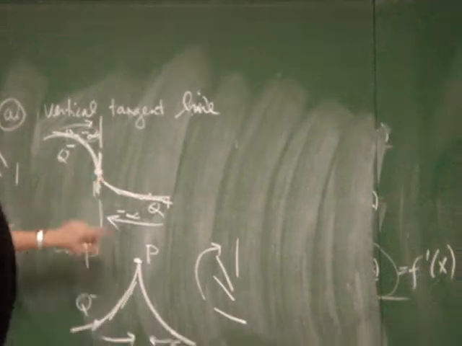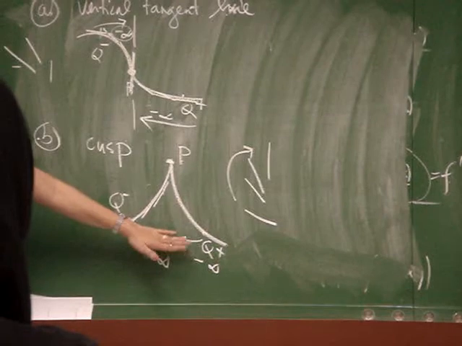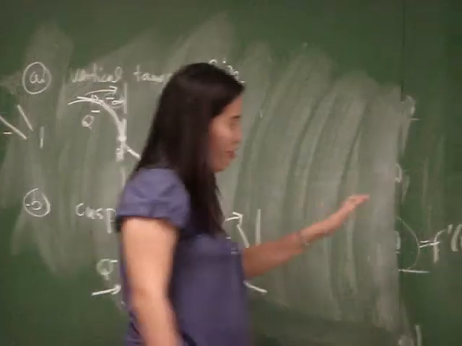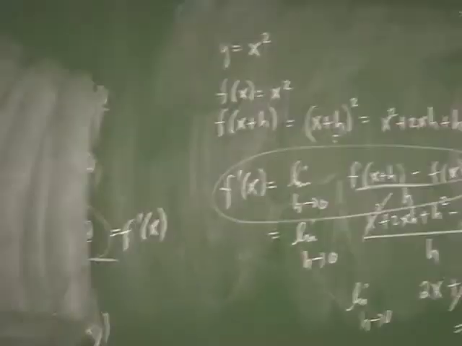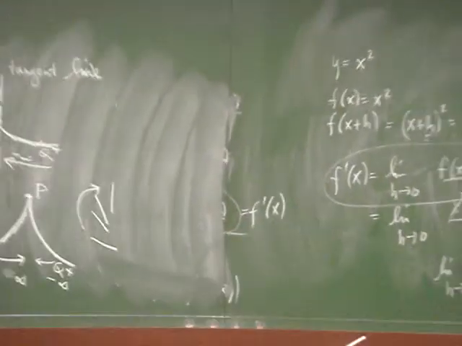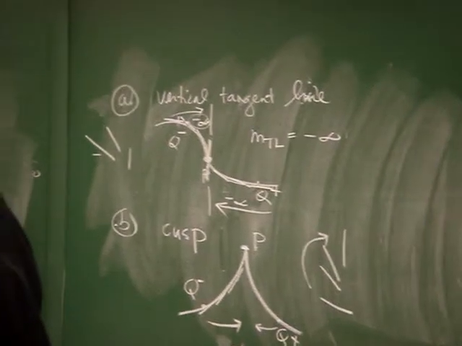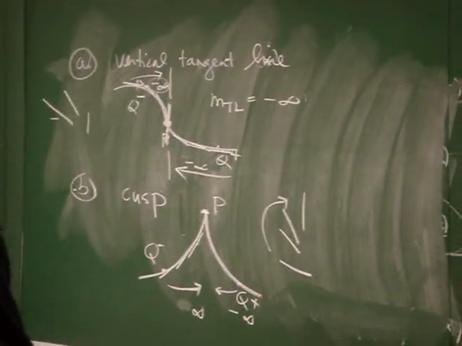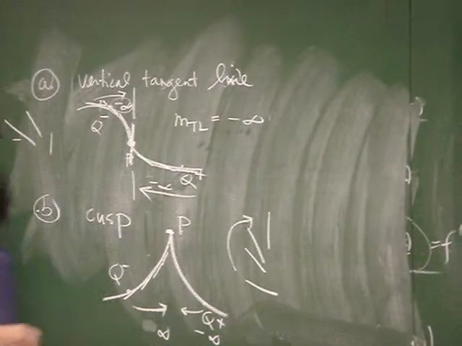Okay? And then for the other one, it fails to exist because the one-sided limits are not the same. Right? They're not equal. Because you can define the derivative in terms of limits. The slope of the tangent line here is negative infinity on both sides. If the slope of the tangent line is either positive or negative infinity, the derivative fails to exist.